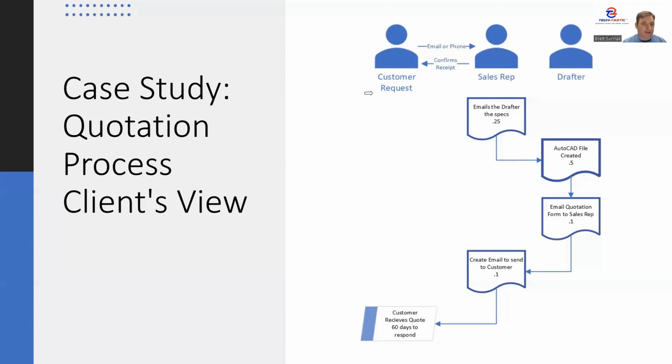So the customer will do a request. We'll have an email or phone conversation with the sales rep, which will then confirm the receipt. And then we have the rest of these processes, with steps broken up into swim lanes. Everything in this lane is for the sales rep, everything in this lane is for the drafter, and everything in this lane is for the customer.